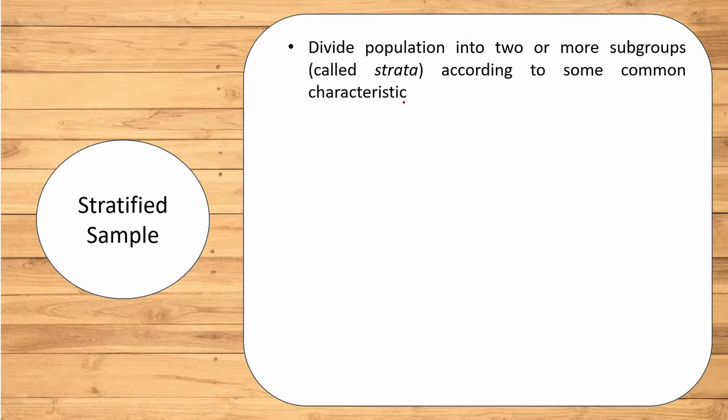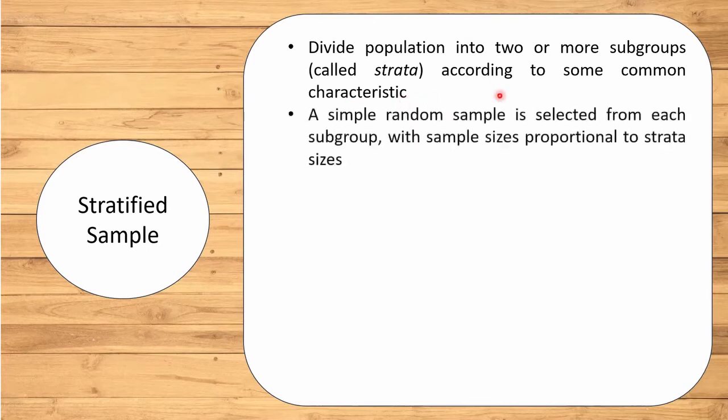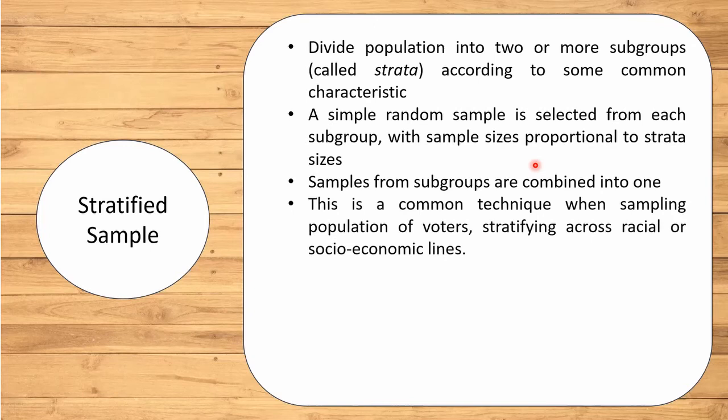So a simple random sample is selected from each subgroup, with sample sizes proportional to the strata sizes, and samples from subgroups are combined into one. This is a common technique when sampling a population of voters, stratifying across racial or socioeconomic lines. Right, so the second and third bullet points: a simple random sample is selected from each subgroup. Now you divide these into groups, like our example, 20s, 30s, 40s, 50s.